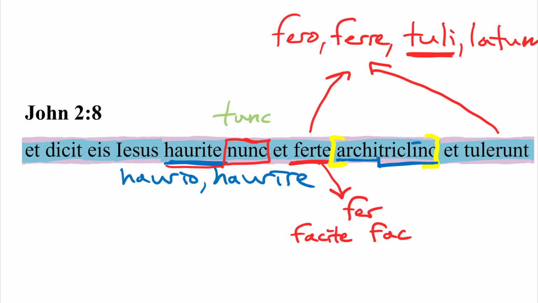And finally, after the end of this quotation, so don't forget, we've got a direct quotation here, haurite nunc et ferte architriclino, end of quotation, et tulerunt, and they brought it. And you can see now, hopefully, the derivation of this third person perfect active indicative form from tuli, from the verb fero, fere.